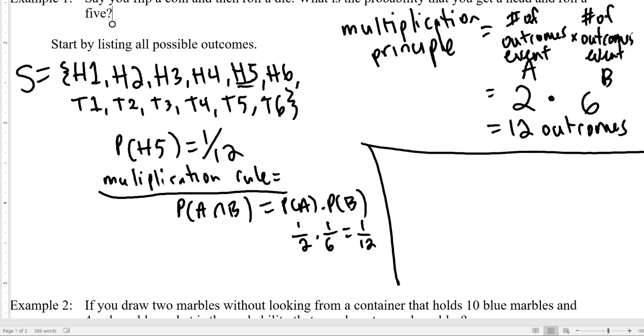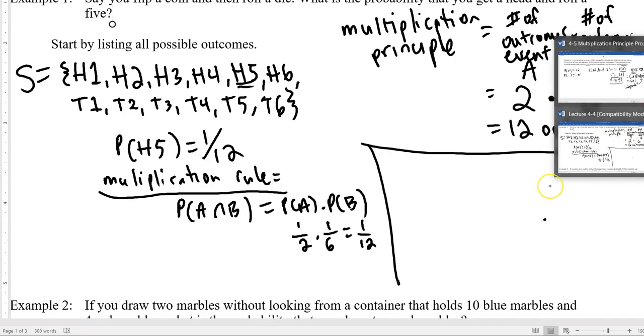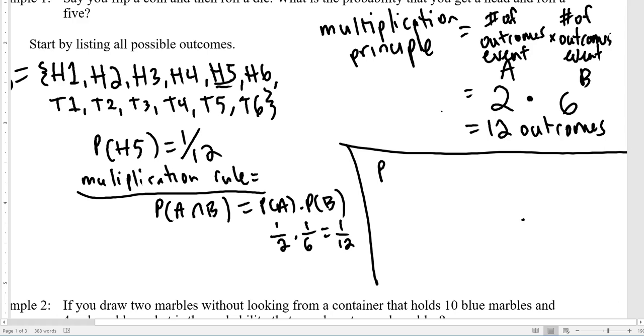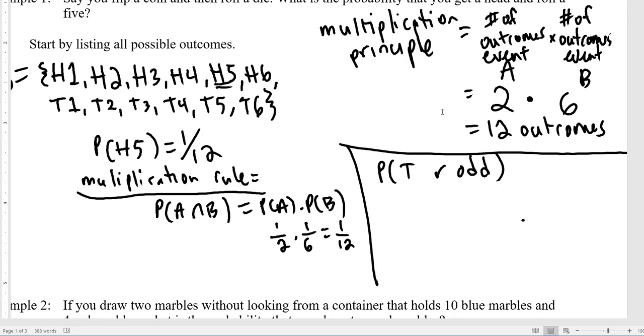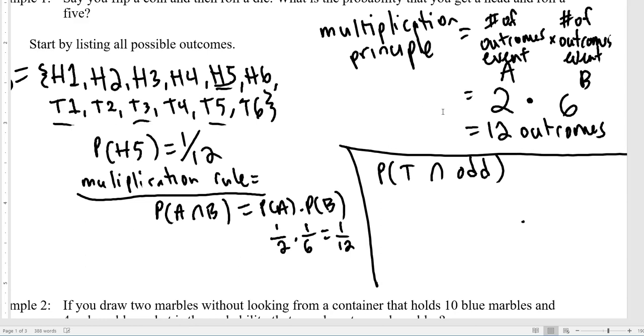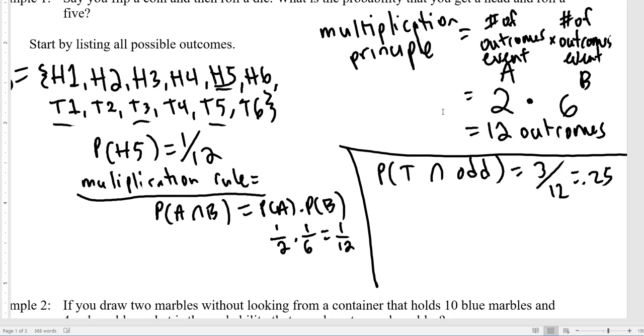I want to add one more thing before we go on to the next example. What if I said, what's the probability of getting, let's say, tails and an odd number? Once again, I could look at the sample space and say, I'm looking for everything that's tails and odds. How many are there? Well, 1, 3, and 5 with tails. So that would be 3 out of the 12 total, 0.25. 1/4, either way, fine.